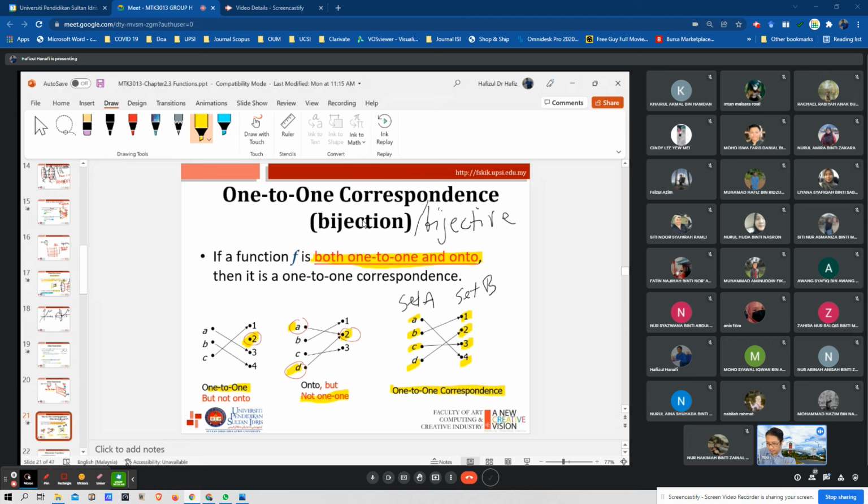Okay, this one is injective, one to one, but not onto function. This one is onto function, but not one to one. Okay, we have a bijective, we have a surjective, and then we have a one to one correspondence. Or both, we have both bijective, injective, and surjective. This function is one to one, but not every element in the codomain is used.